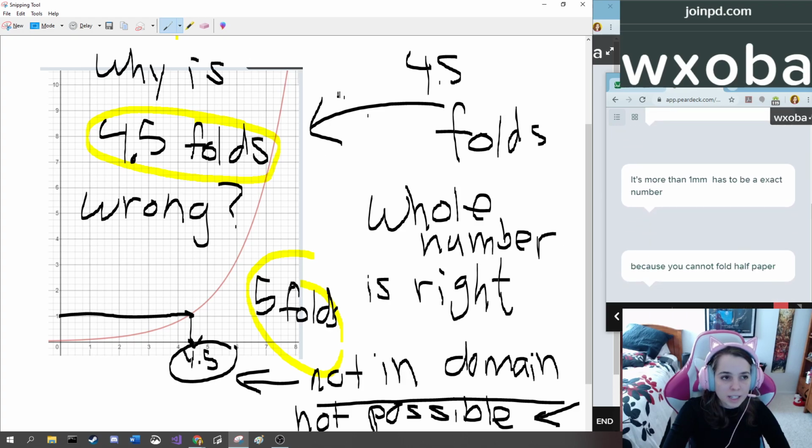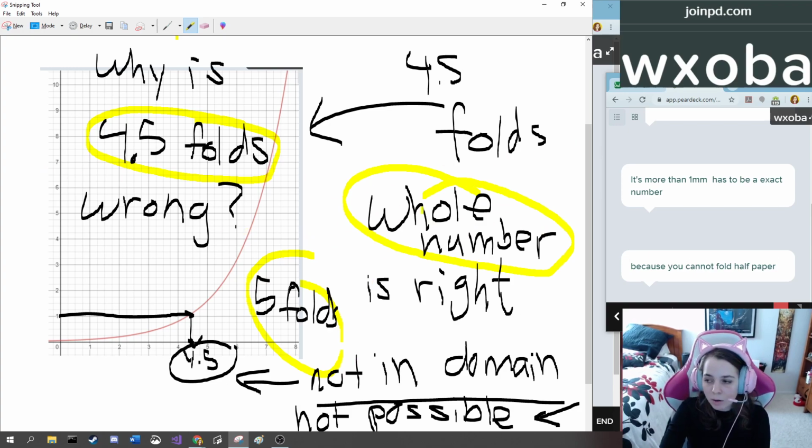So it has to be not an exact number, but a whole number, because all numbers are exact. Whole number means a non-decimal number.